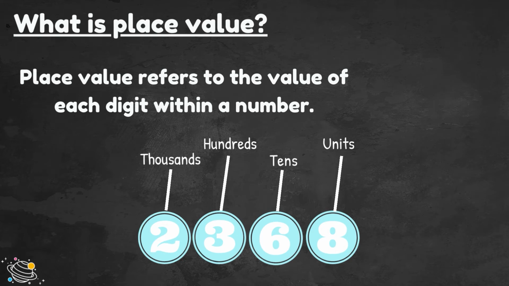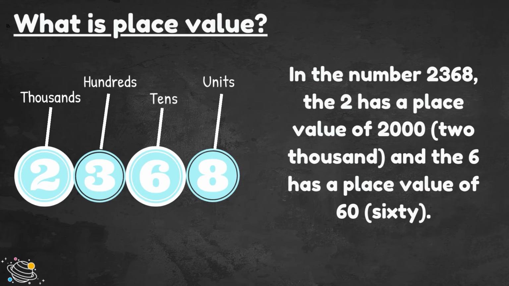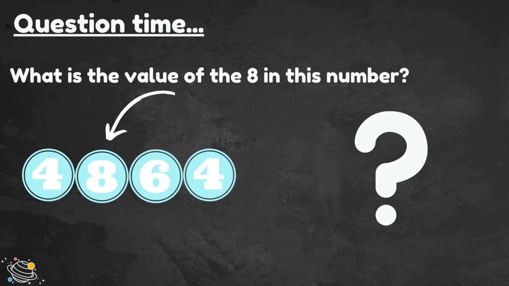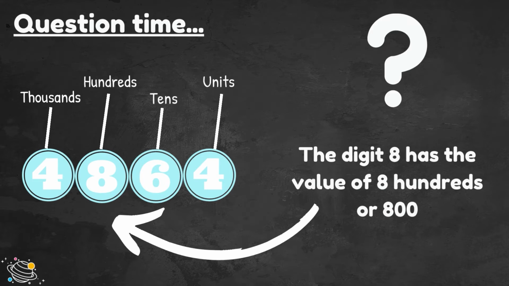Place value refers to the value of each digit within a number. In the number 2368, the 2 has a place value of 2000 and the 6 has a place value of 60. What is the value of the 8 in this number? The digit 8 has the value of 800.